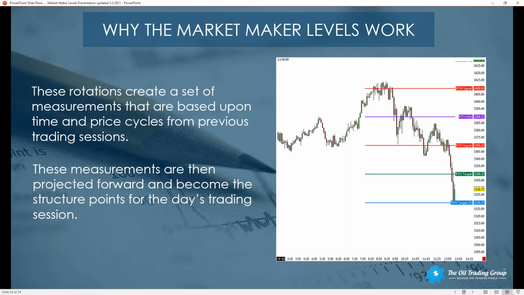All right, so again, these measurements are then projected forward. So as the market rallies and pulls back and rallies, it creates a set of measurements. Those measurements are then projected forward as your structure points for the current trading day.